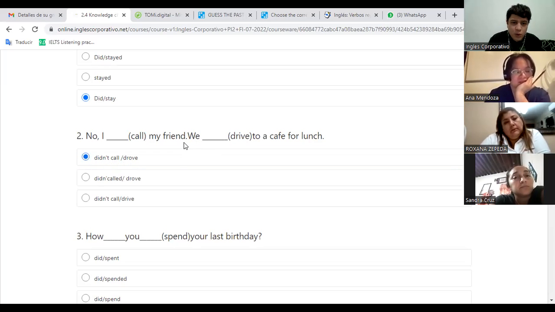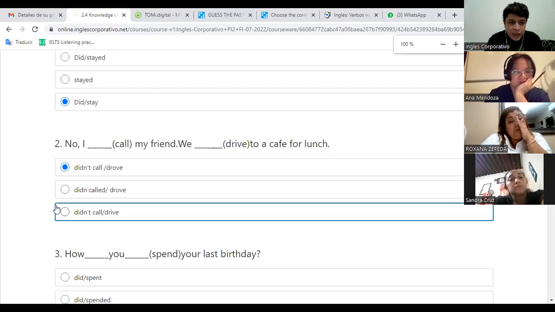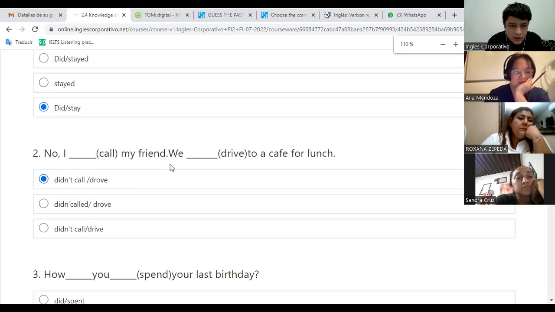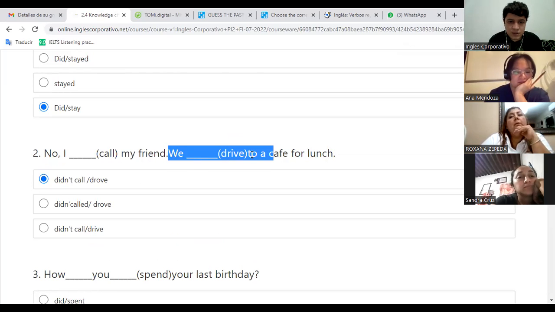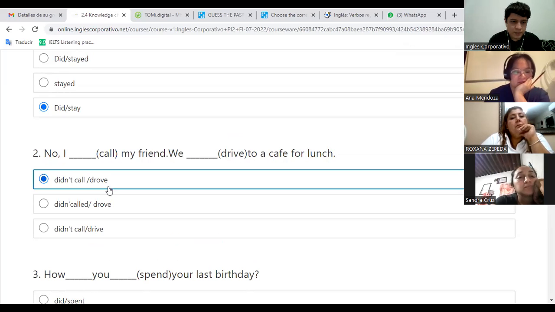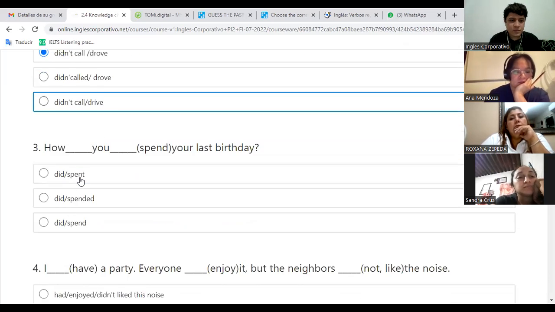Luego tenemos aquí, para que no se confunda, para los que dicen, pero ¿por qué? Aquí, chicos, let me make it bigger. Tenemos un punto, ¿ok? Cuando tenemos un punto aquí, la oración ya es completamente diferente, right? Aquí inicia otra oración y me dice drive. ¿Y cuál es el pasado de drive? Drove, right? La primera, didn't call. Now let's see this one.